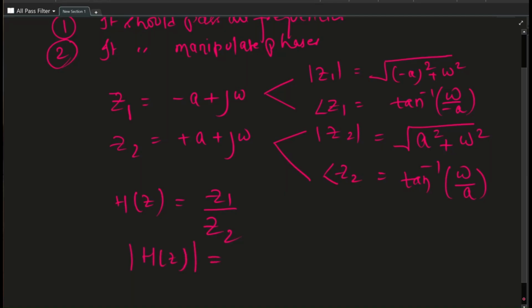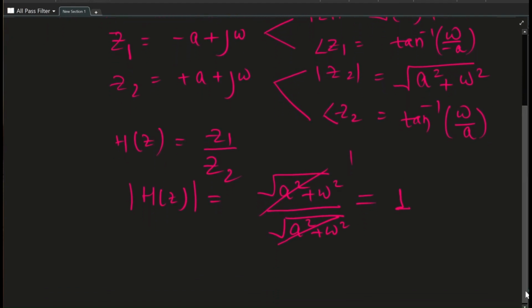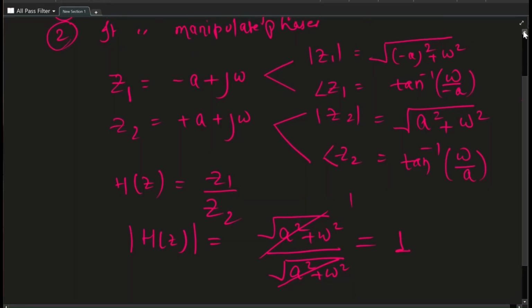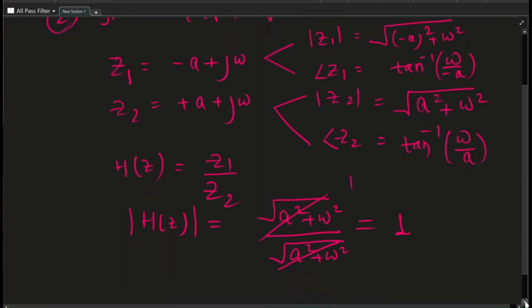So what we get is nothing but a square plus omega square divided by a square plus omega square. Both these terms are the same, so we will get 1 as the answer. Now this is very important for us because it satisfies the first property, where we said that no matter what the frequency is, the filter should pass all the frequencies without attenuation.